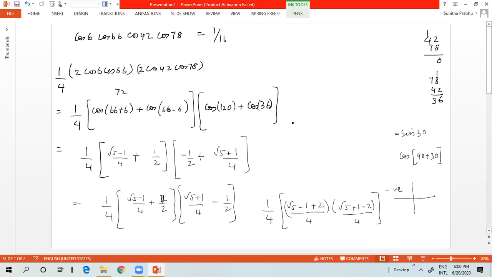So this will be root 5 plus 1, and that will be root 5 minus 1. Nice. This is 1 by 4. Here we had 4 into 4, 16. This is now a square minus b square. So 5 minus 1 divided by 4 into 16. That means 1 by 16.